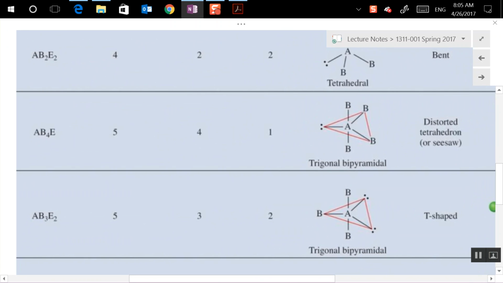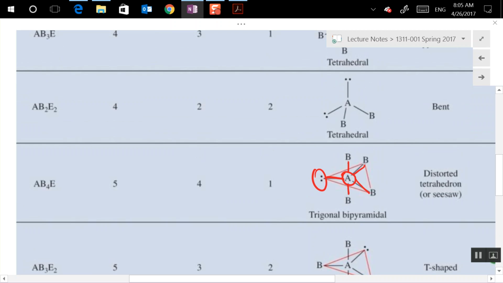For instance, this situation right here, we have a central element surrounded by 1, 2, 3, 4 other elements. It's bonded, and then a single lone pair. And so in that situation, you would be bonded to 4 things with a lone pair.